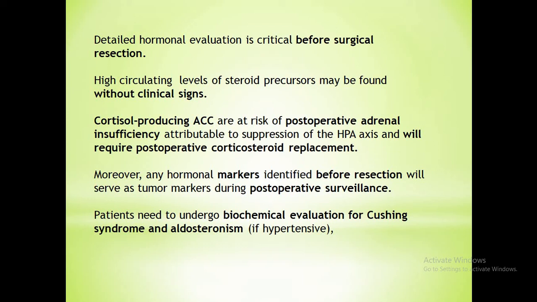So detailed hormonal evaluation is critical before surgical resection. High circulating levels of steroid precursors may be found without any clinical signs, subclinical Cushing's, as in SCS. Cortisol-producing ACC are at risk of post-op adrenal insufficiency, so they will require post-op corticosteroid replacement. Any hormonal markers identified before resection will serve as tumor markers during post-op surveillance.